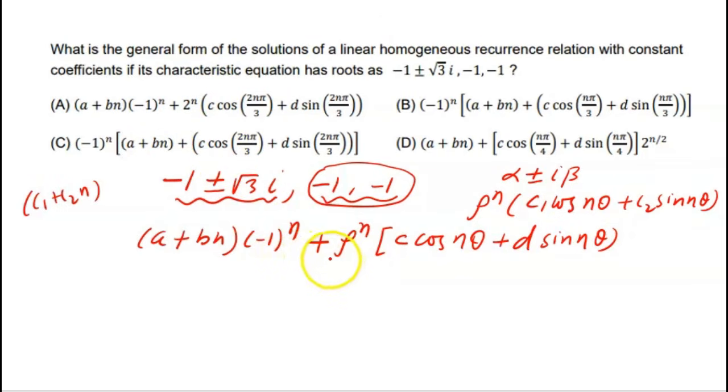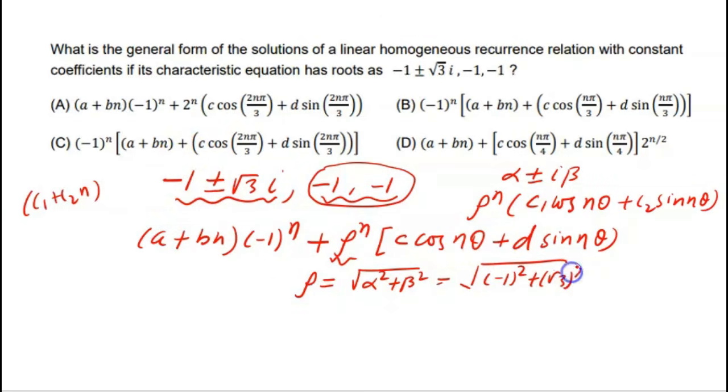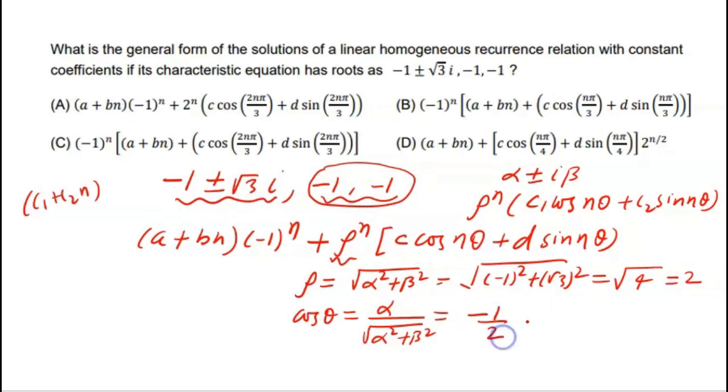Now the next thing is how to decide this rho and theta. So what is rho? Rho is basically under root alpha square plus beta square, and in this case alpha is -1, so I will write under root -1 square plus root 3 square. So how much will I get? I will get 3 plus 1, 4, so I will get 2. And how do you define cos theta? Cos theta you define as alpha by under root alpha square plus beta square. So alpha is -1 here, so you get -1 by 2, and sin theta will be beta, which again is root 3 by 2.